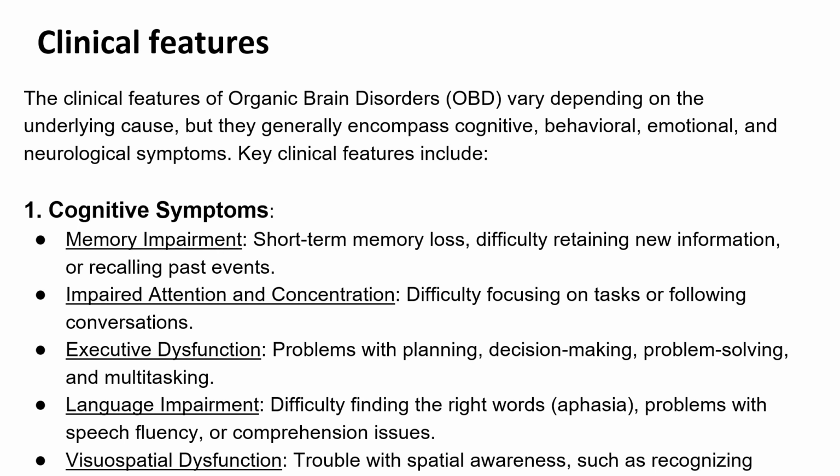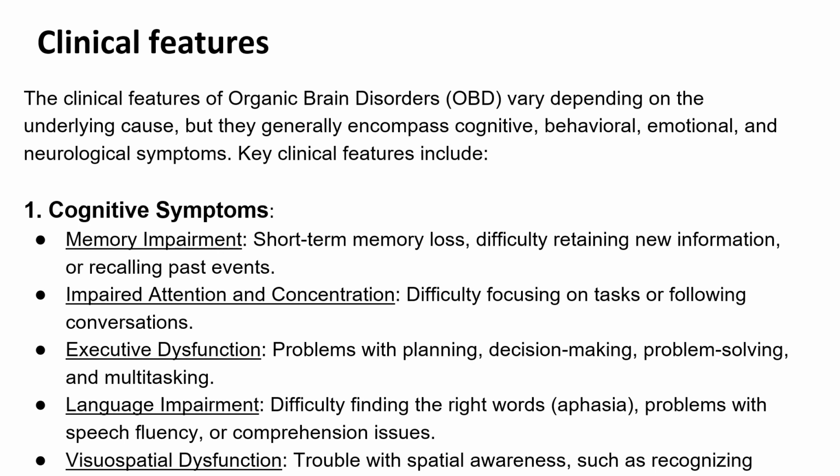neurological changes. So what happens in cognitive sign and symptoms? Memory impairment. So whenever you see a patient of dementia, you'll see that short-term memory loss, then progressive long-term memory loss will be there. Impaired attention and concentration, difficulty focusing on task or following conversation. Executive functions like planning or making some important decision, it will be difficult for them to carry out these things.